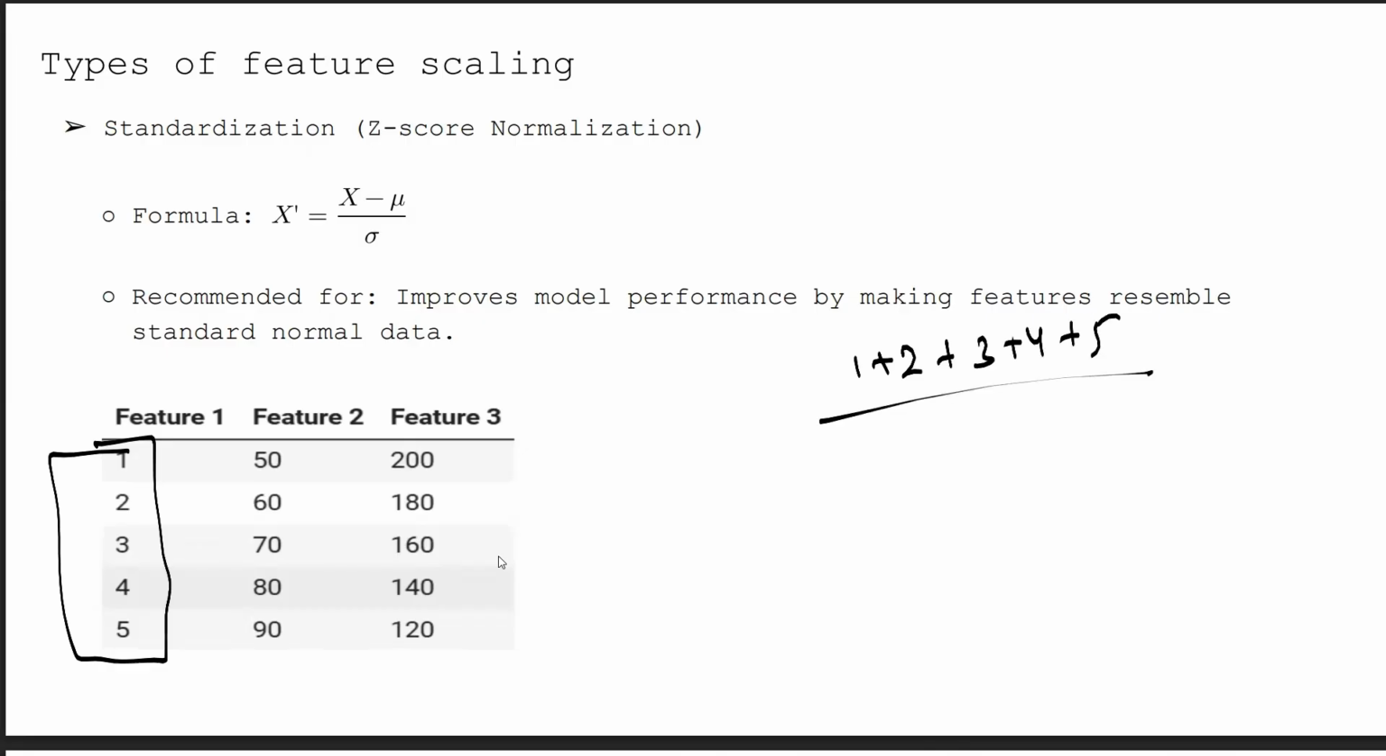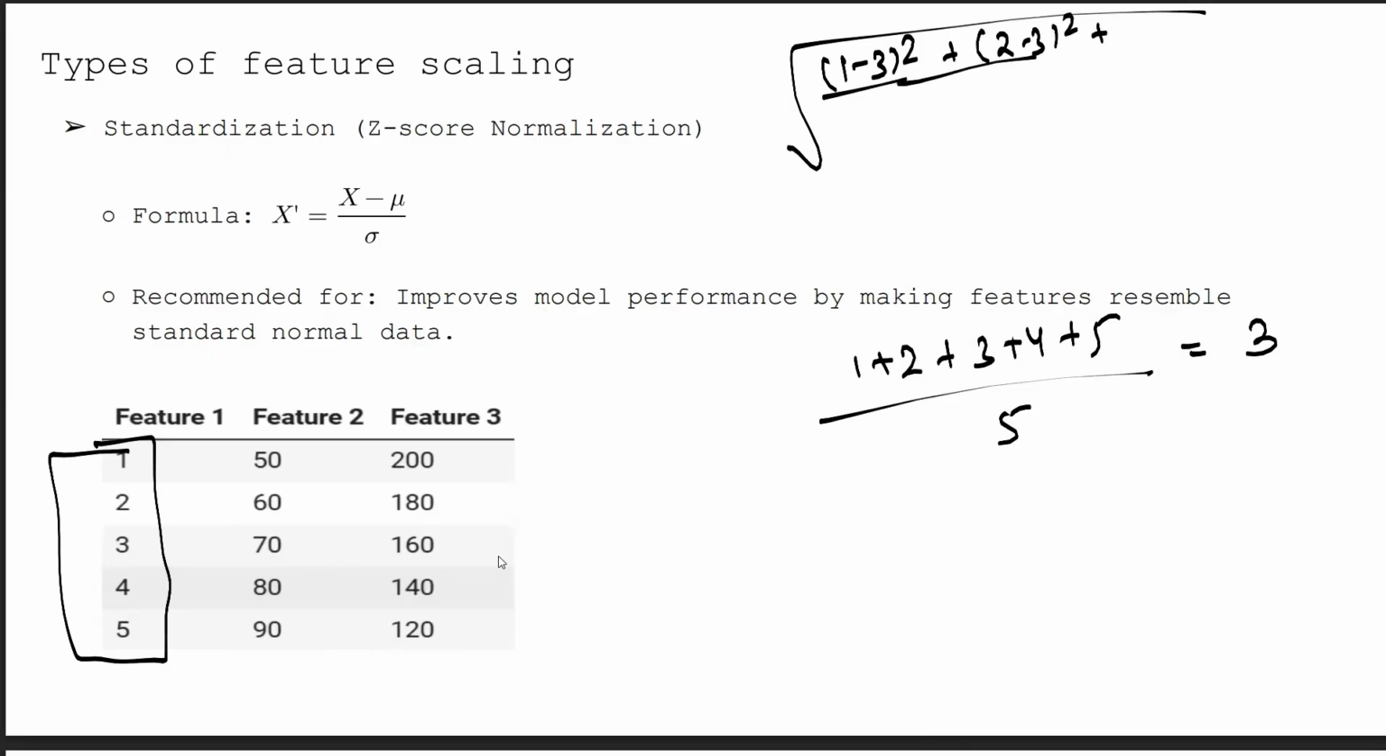And as there are 5 data points, so divided by 5. So the mean comes out to be 3. The standard deviation is calculated using the square root of (1 minus 3) square plus (2 minus 3) square plus (3 minus 3) square plus (4 minus 3) square plus (5 minus 3) square, divided by 5.